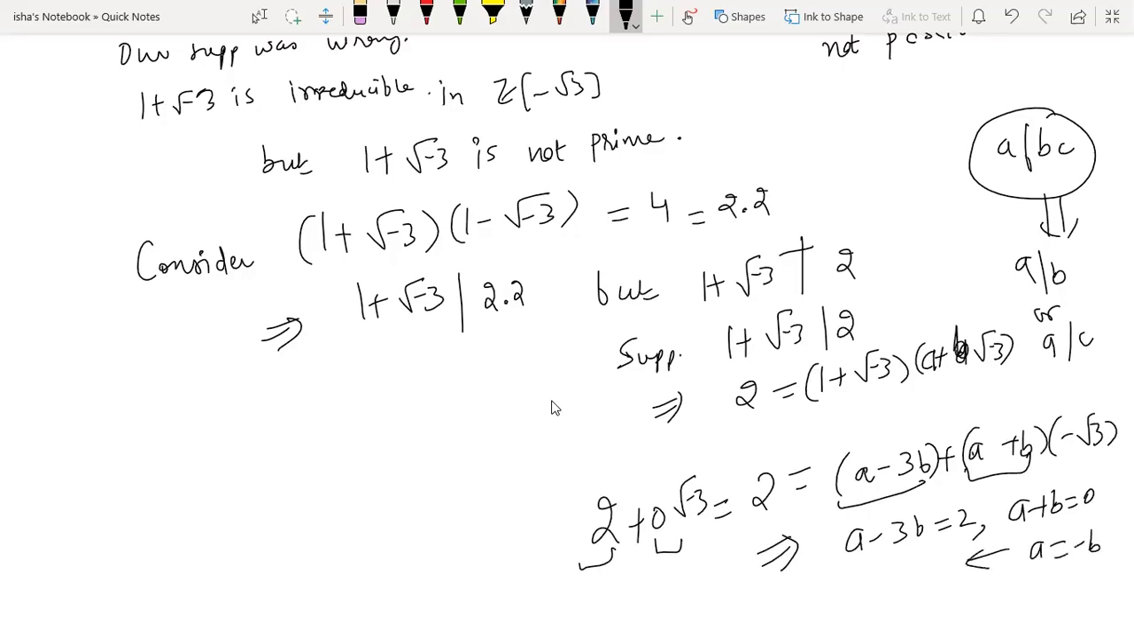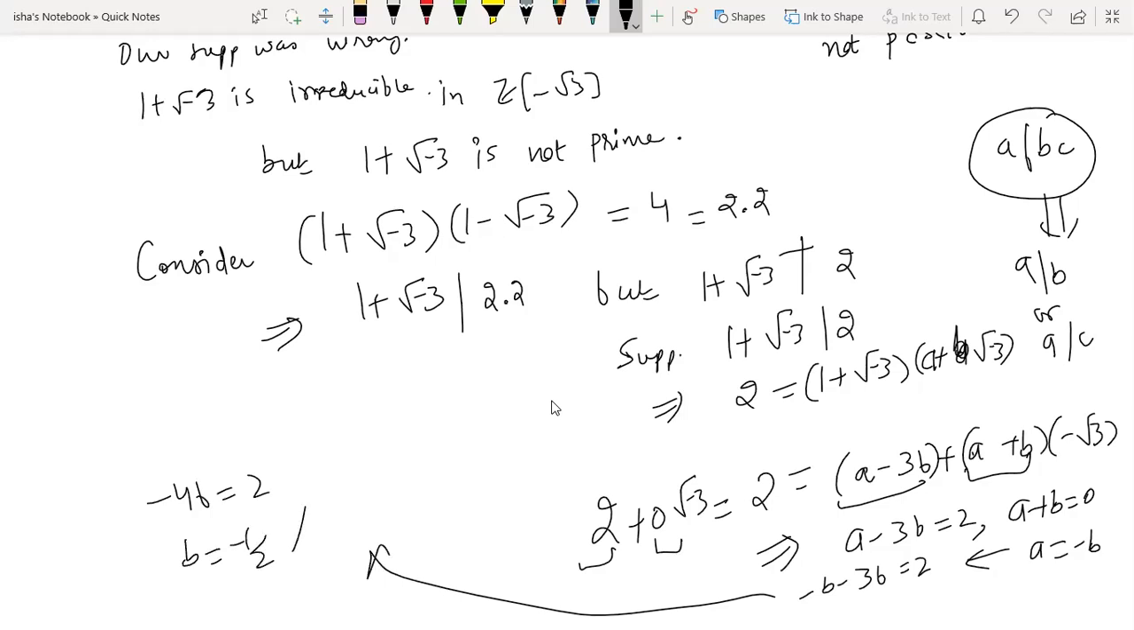So you put a is minus b here. So minus b minus 3b is 2, which again gives you minus 4b is 2, which gives you b equal to minus 1 by 2. Not possible because our a and b are integers, because our underlying ring is Z square root minus d. So a, b, c, d all have to be integers. So this is not possible.